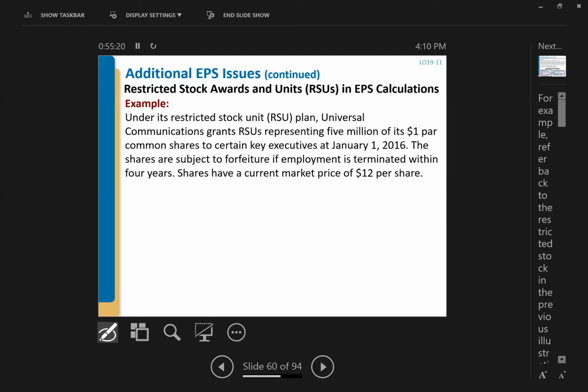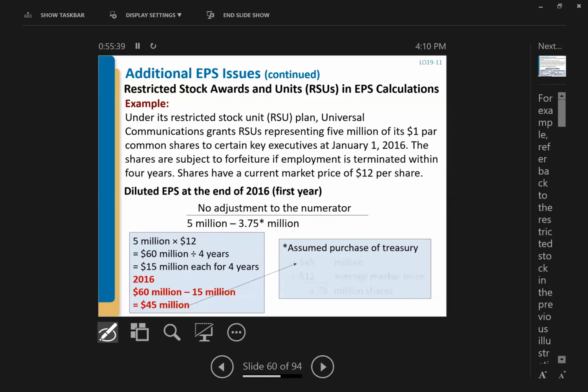Under its restricted stock unit plan, Universal Communication grants $5 million, $1 par common shares to certain key executives. The shares are subject to forfeiture if employment is terminated within the 4 years. Shares have a current market price of 12. Okay, so there is no adjustment for the dilutive, right? Because they're not giving us any money, right?